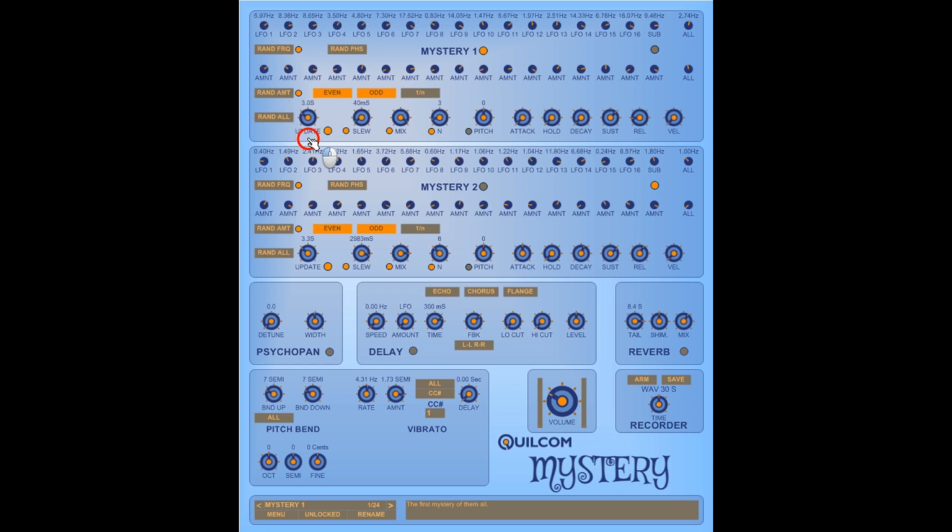let's turn the randomization down a bit, and we're randomizing the slew rate here. I'm holding a 3-note chord. And there you can start to hear the potential of the system. We can also randomize the pitch.